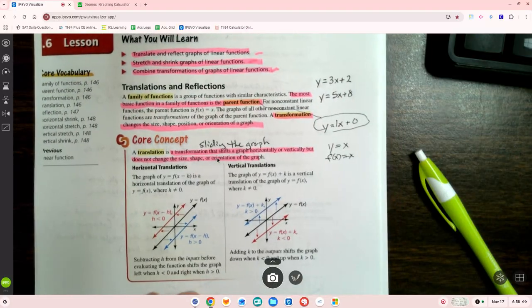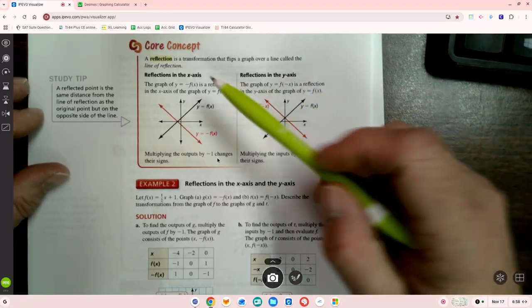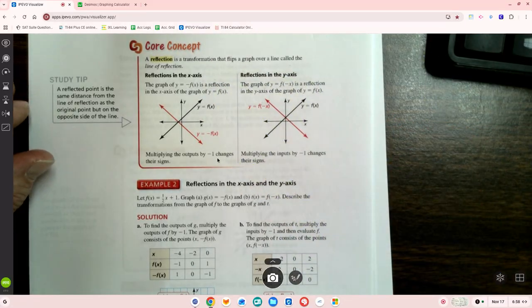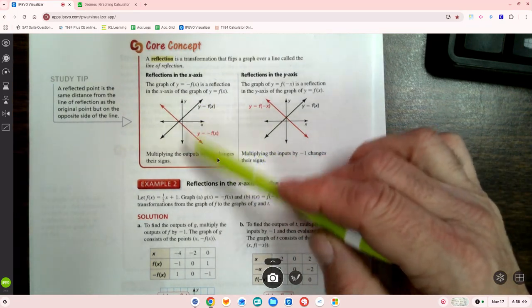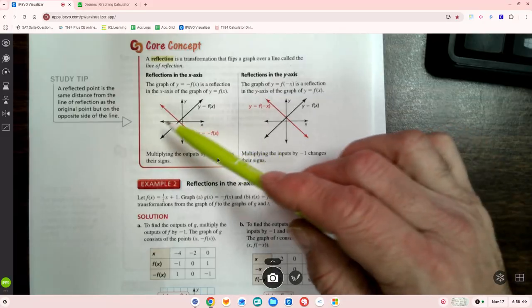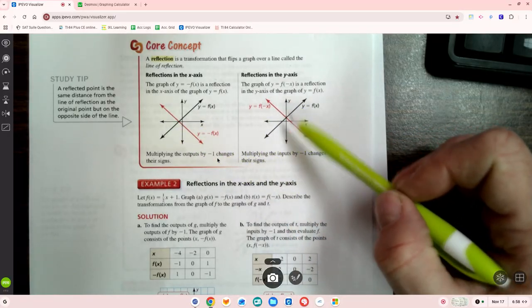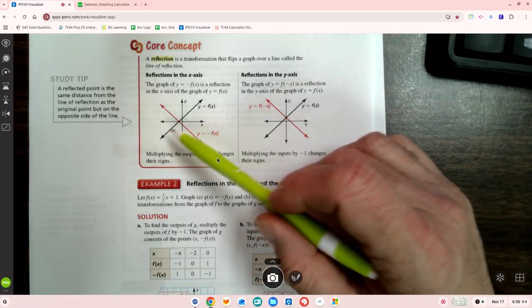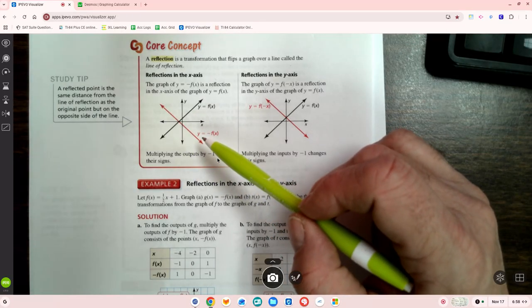Let's now look at reflection. So let me turn the page. Let's talk about reflection. A reflection is going to flip the graph over a line called the line of reflection. Normally, the line of reflection is either going to be the y-axis or the x-axis. Actually, I have this backwards. Here's the y-axis. If I flip over the y-axis, that's a horizontal reflection. If I flip over the x-axis like this picture, that's going to be a vertical reflection.